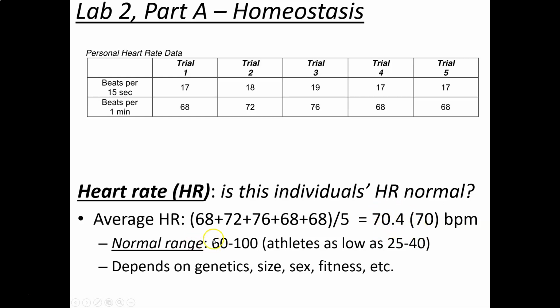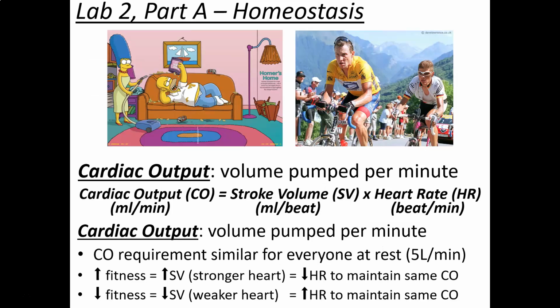So the normal range of heart rate is typically 60 to 100. Athletes have heart rates that generally are lower. Okay, so we'll see someone who's a really, really world-class athlete might have heart rates as low as 25 to 40 beats per minute. And those variables depend on a number of different things. Genetics, body size, your sex, your level of fitness, and a few other things all influence what your resting heart rate would be.